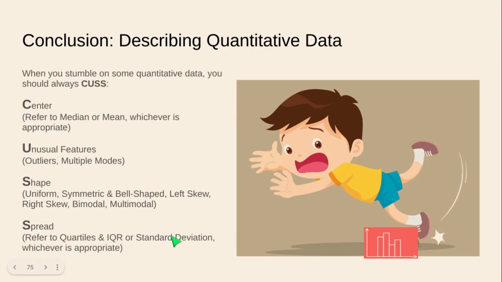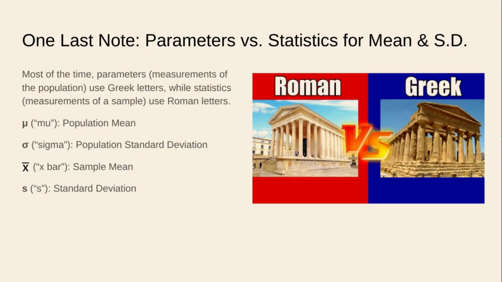So that is how we cuss in statistics. Maybe not what you were thinking, but the shock value of it all will help you remember. When you see quantitative data, the best thing to do right at the beginning is cuss. Talk about the center, unusual features, shape, and spread. All right, one last note. This will be helpful for your homework.